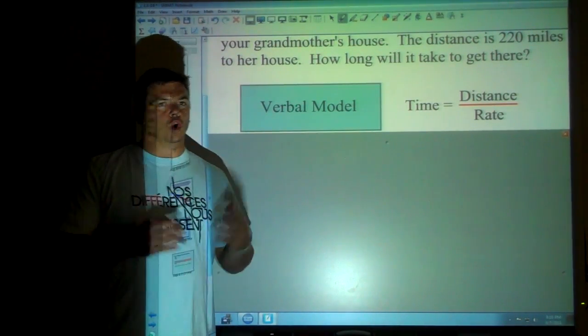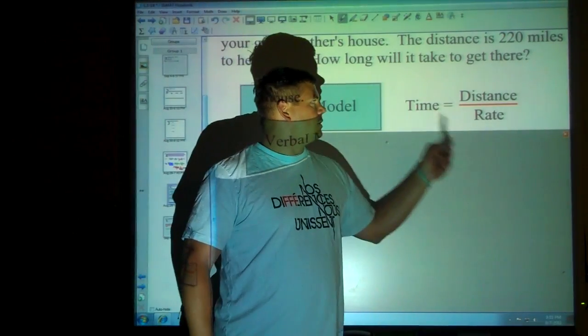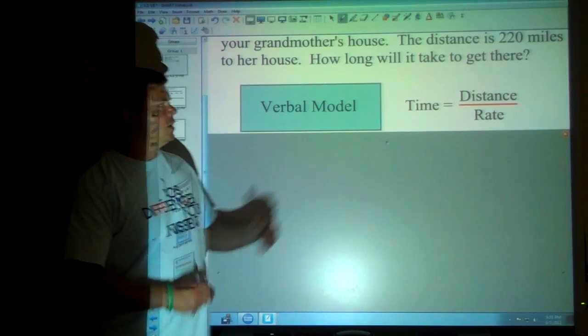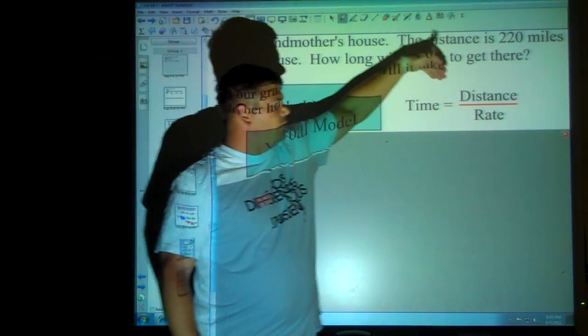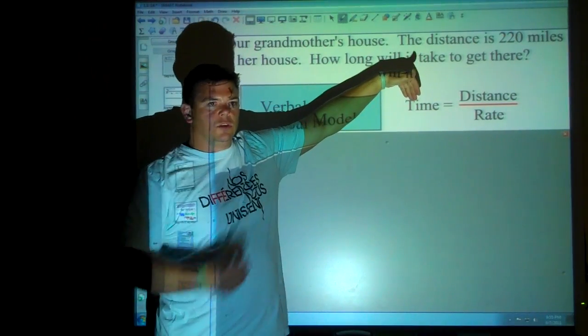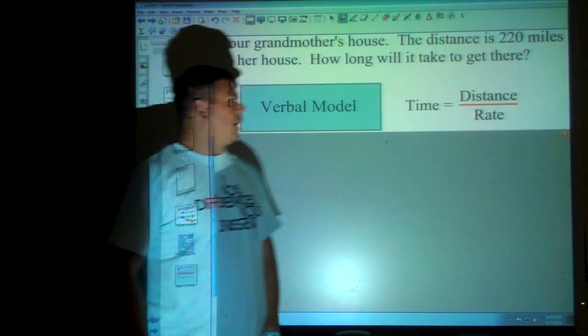So first thing, step number 1, we want to write a verbal model. Verbal model is something in words. So here's the problem in words. Time equals distance over rate. I didn't make up that formula. It's a formula that's been given. It makes sense that if we went 100 miles at 50 miles an hour, it would take us 2 hours to get there, like we saw in the last problem. So this is a good verbal model.